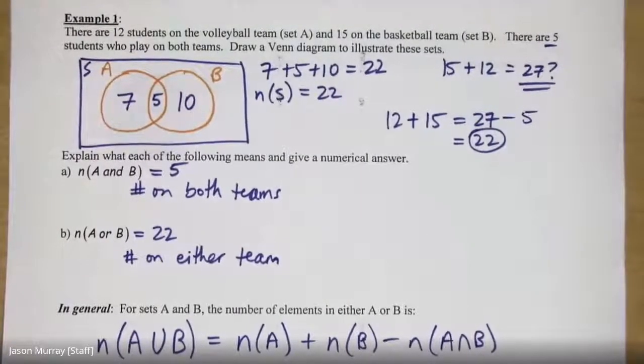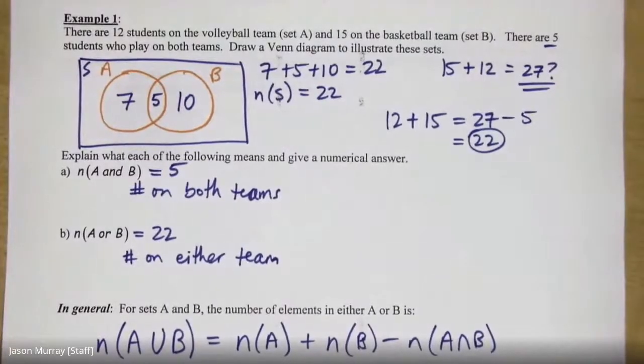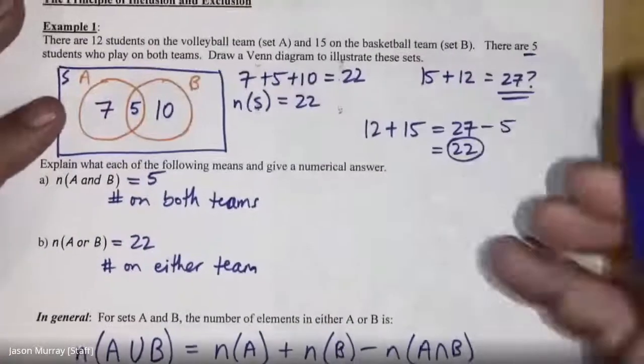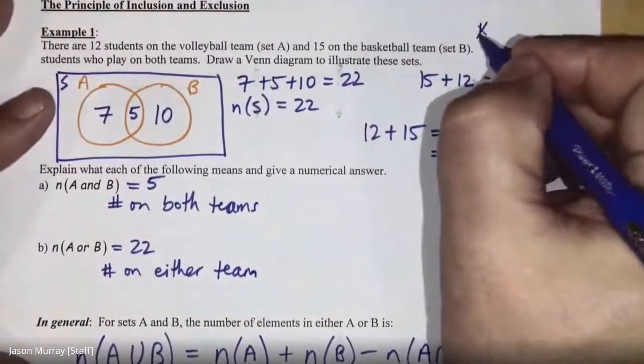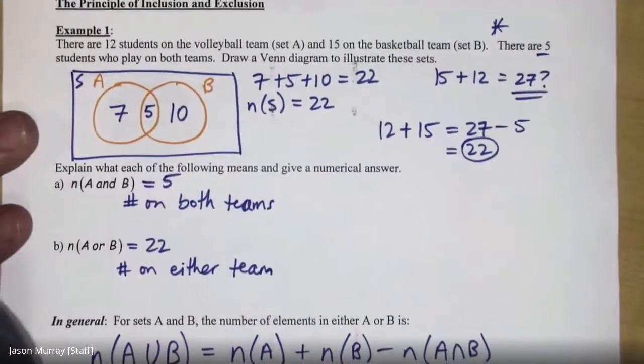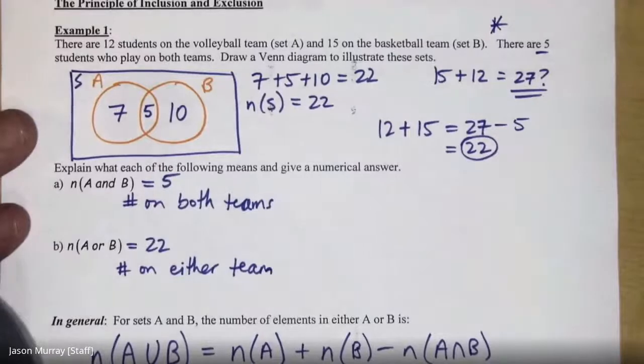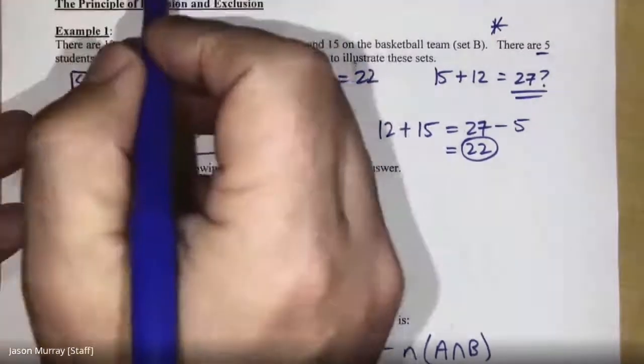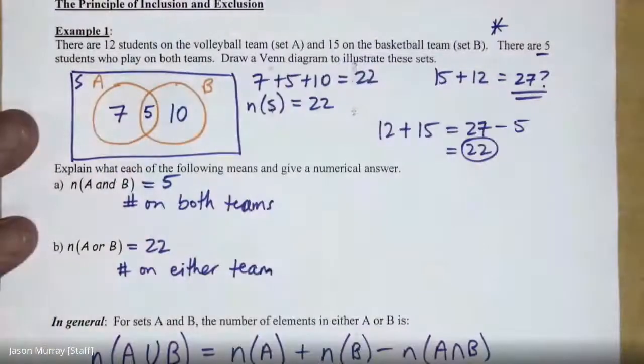Does that make sense? Yeah. So whether you say 1 and 4 or 2 and 3, it doesn't matter, because all 5 of them play both sports. That's the important thing I want you to take away from this. Okay. All right, I see what you're saying, and I will try to make sure that question is worded a little bit better. But basically what it means is there are 5 students out of the 12 and 15 that play on both. Okay.